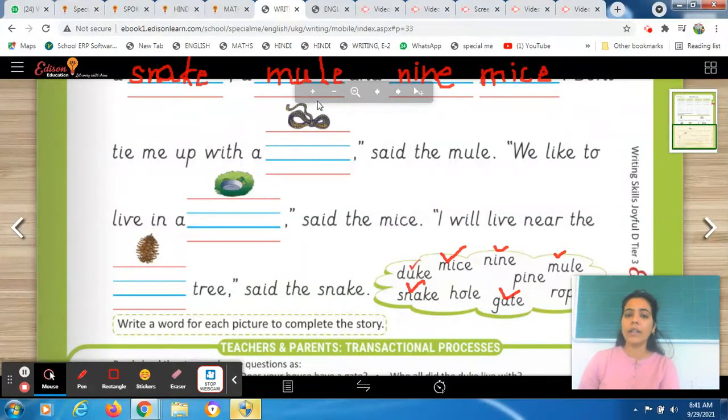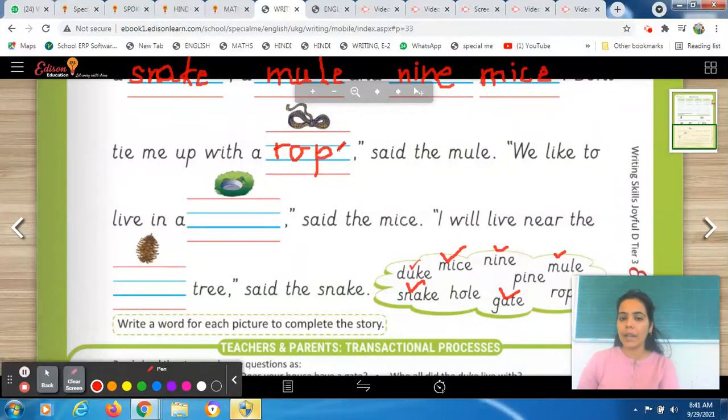Now, look at the next picture. What is this? Rope. We will use rope to tie something. So, the R sound comes from R. Write R first. R. The O sound comes from O. Rope. R-O. Rope. What is the next sound? P. The P sound comes from P. And don't forget, write E in the last.